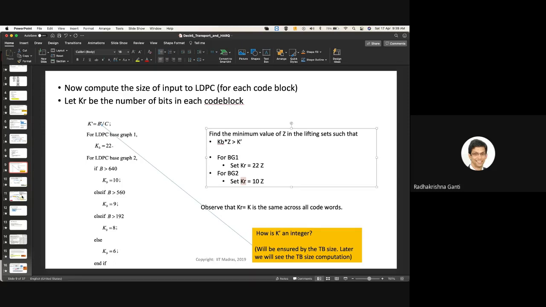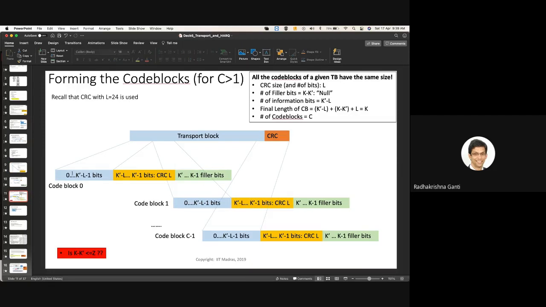That's what I'm showing here. Okay. So this is up to K dash. So essentially K is equal to K_R. K is the same for all the code blocks, so it's called K. K minus K dash are the filler bits to fill. So this whole thing will be the input to your LDPC encoder.